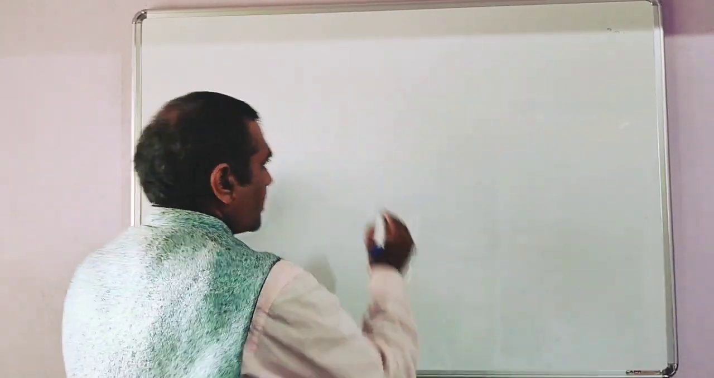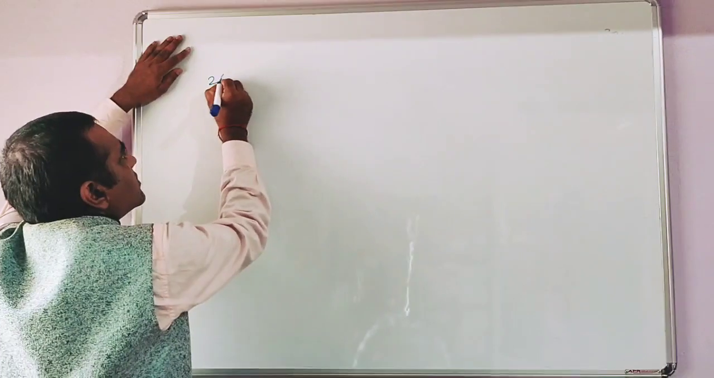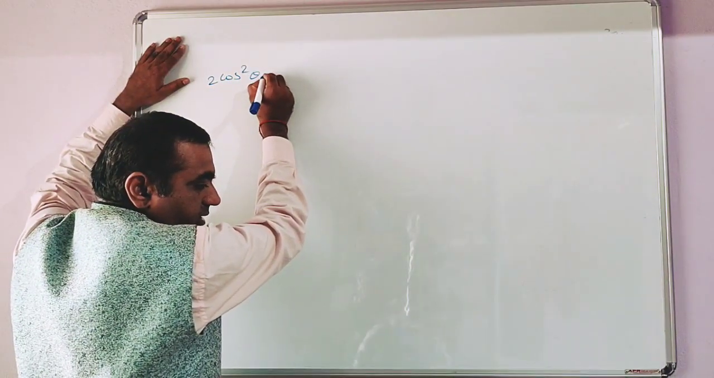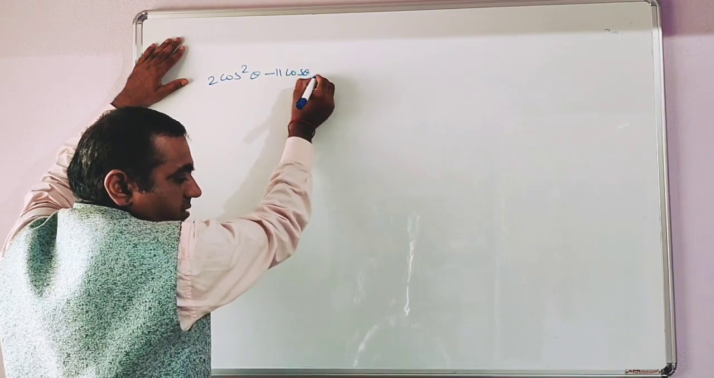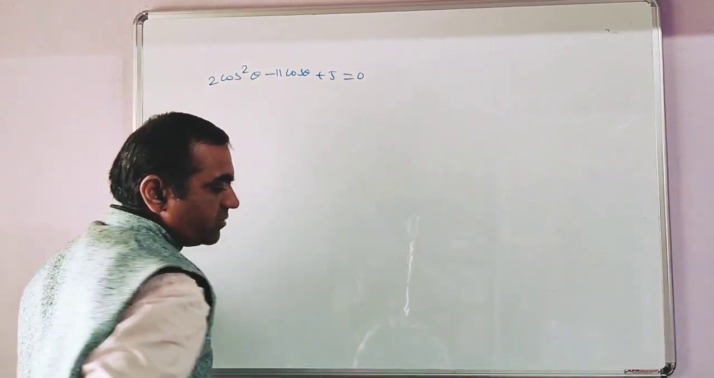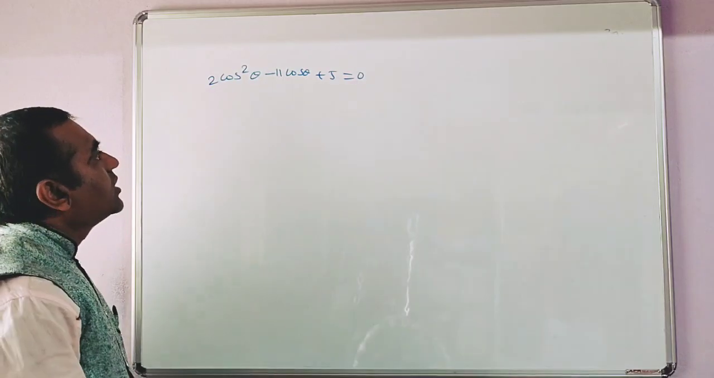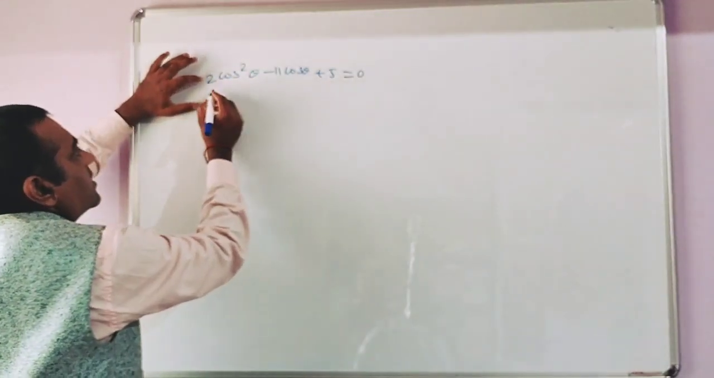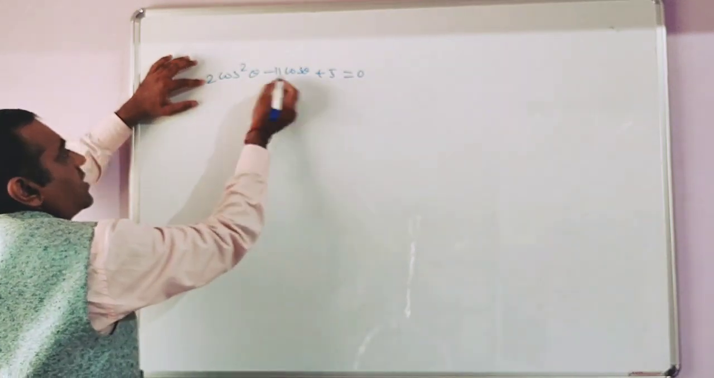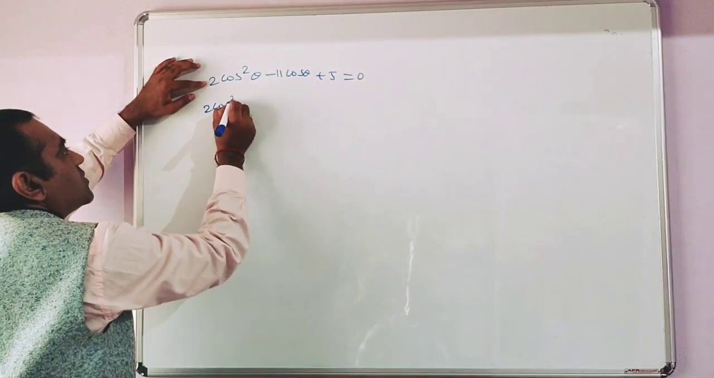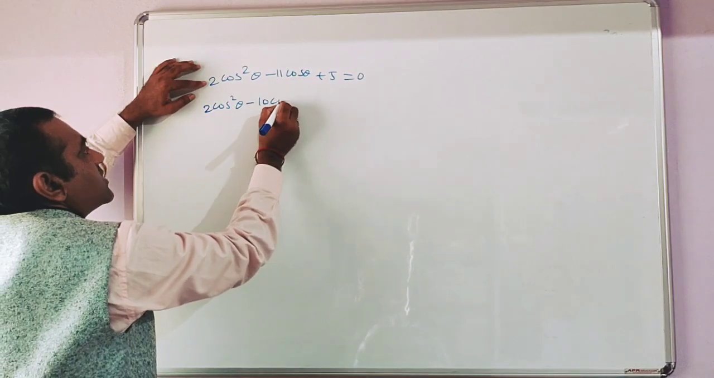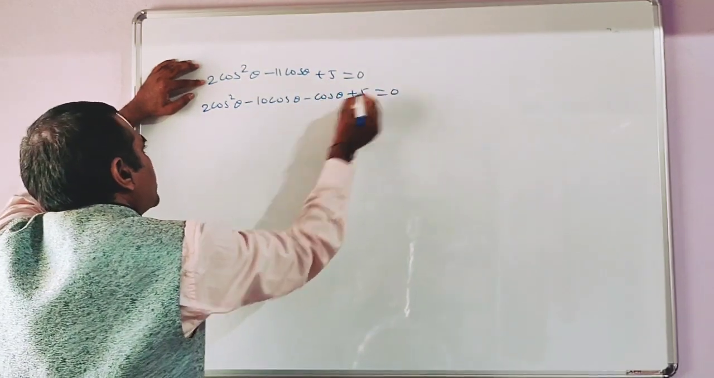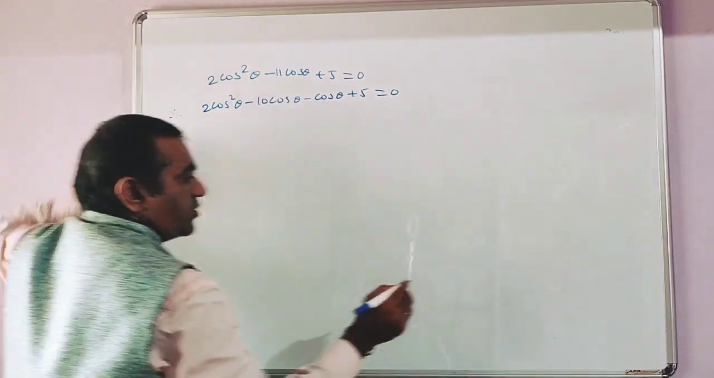Now see the second question. 2 cos square theta minus 11 cos theta plus 5 equal to 0. Then find the possible values of cos theta. Again, you have to find out the values of cos theta. This is clearly a quadratic equation. Then see, 2 fives are 10, 10 ones are 10. So 2 cos square theta minus 10 cos theta minus 1 cos theta plus 5 equal to 0.